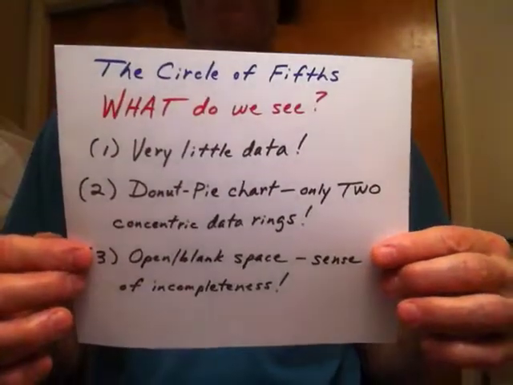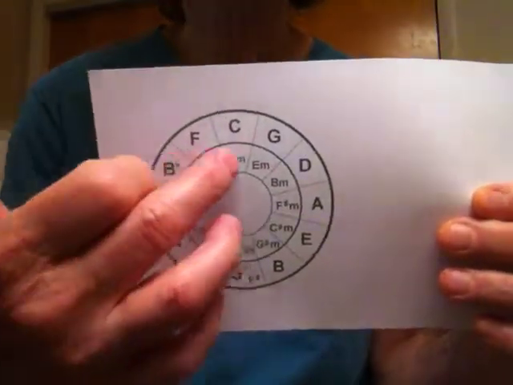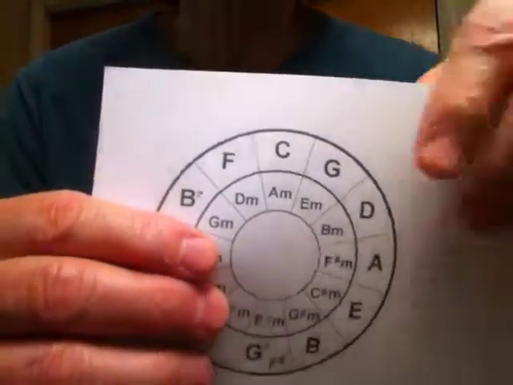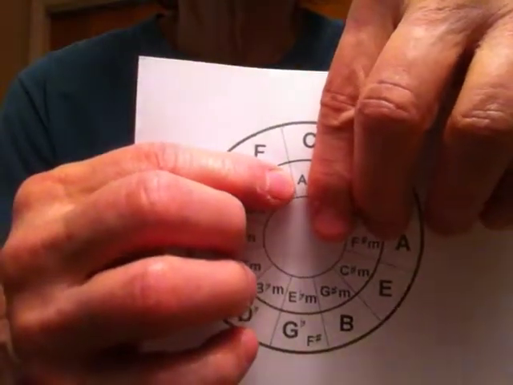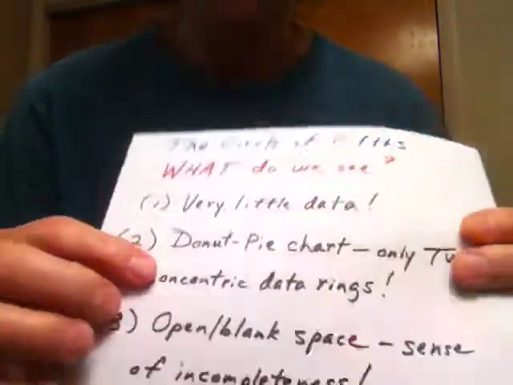What do you see? Well, circle of fifths. What do we see? Okay? Well, we see very little data. There's hardly anything on here. And these are big. In fact, the minor symbols are put in here, but ordinarily you'll just see an A, and the A, of course, would represent your relative minor of C. But there's really not much there. Very little data.